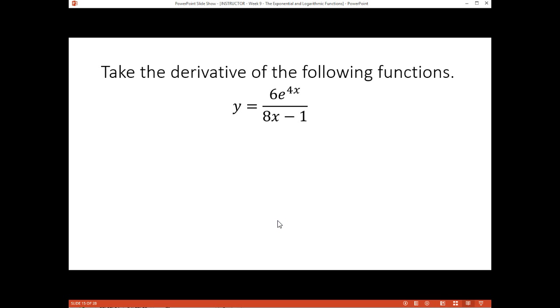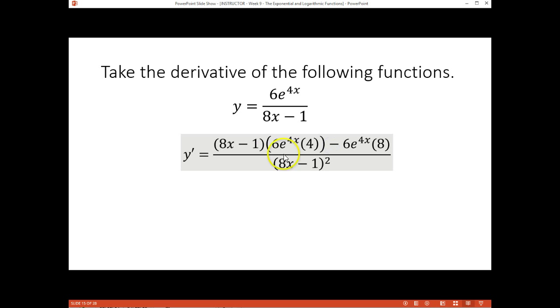Alright, take the derivative of the following function. Now here is a situation where we're going to have to use our quotient rule. We have 6 e to the 4x in our numerator and 8x minus 1 in our denominator. We have two variables, one in the numerator, one in the denominator, so I cannot just split this up and make separate fractions out of it and do what we did in our previous problem.